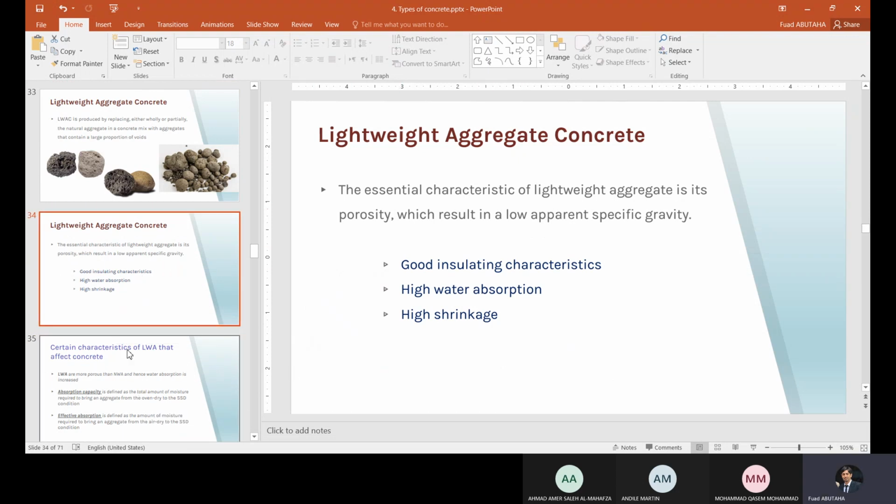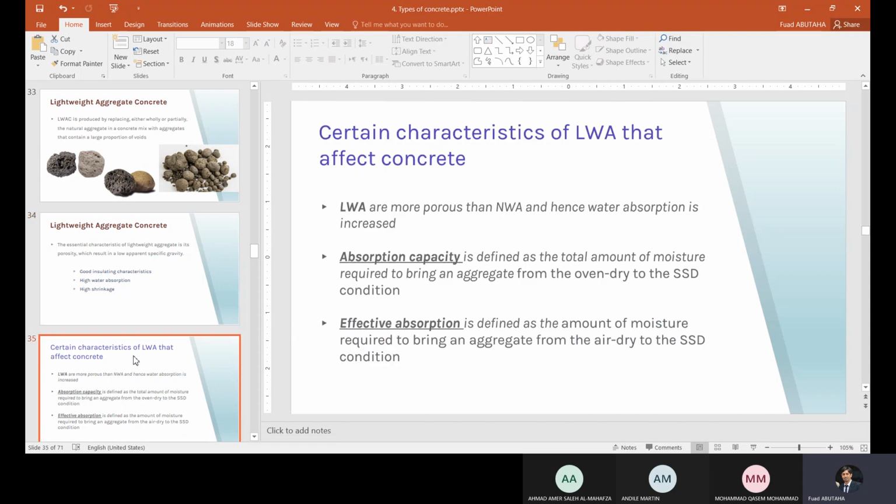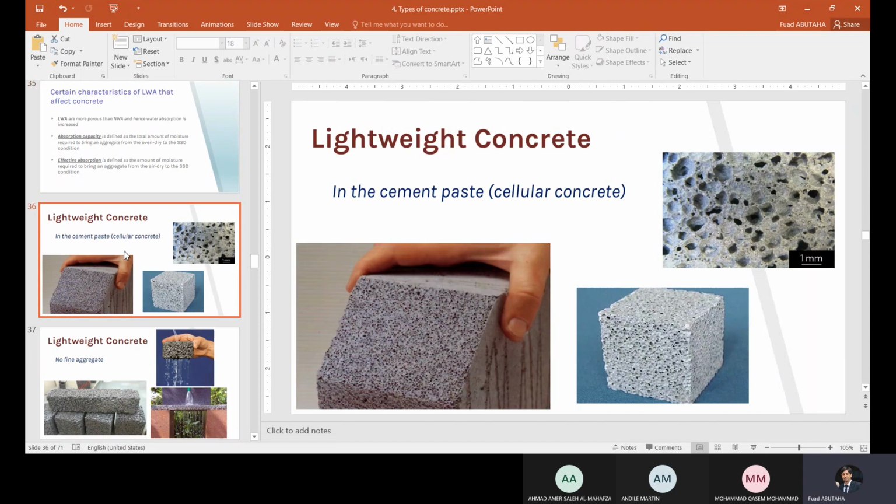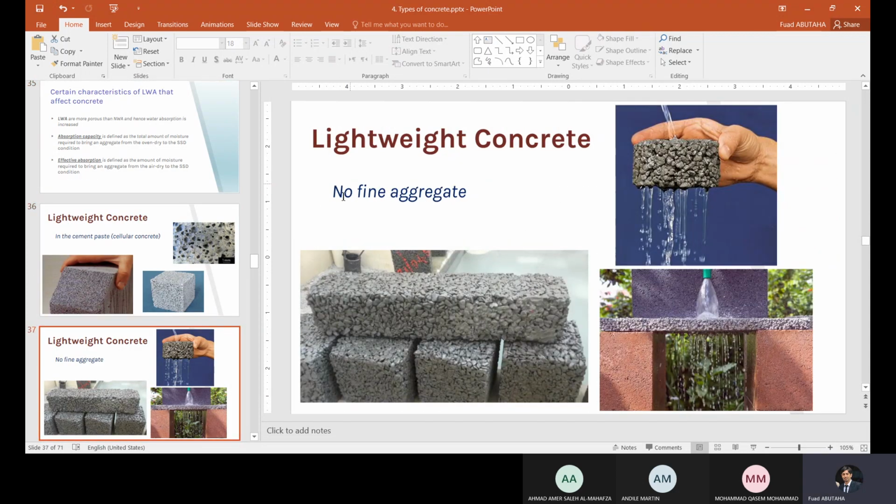So in general, this one here is the no fine aggregate. This is one of the lightweight concretes, by the method of not using sand. We use only coarse aggregate, cement and water. We don't use sand or fine aggregate. So we will also get lighter concrete.